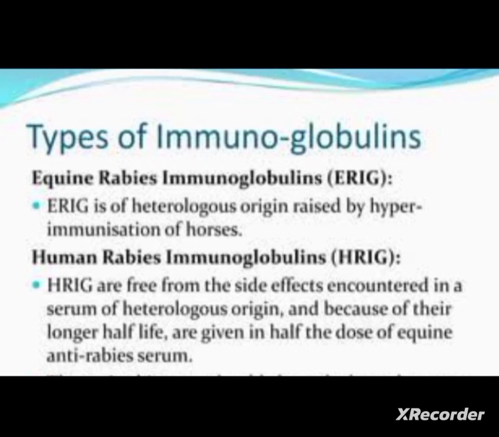The next thing is immunoglobulins. In immunoglobulins, there are two types: equine rabies immunoglobulin and human rabies immunoglobulin. Equine rabies immunoglobulin, or ERIG, is of heterologous origin, raised by hyperimmunization of horses. Human rabies immunoglobulins are free from side effects, and because of their longer life, they can be given in half the dose of equine anti-rabies serum. So the two types are equine rabies ERIG and human rabies, that is HRIG.